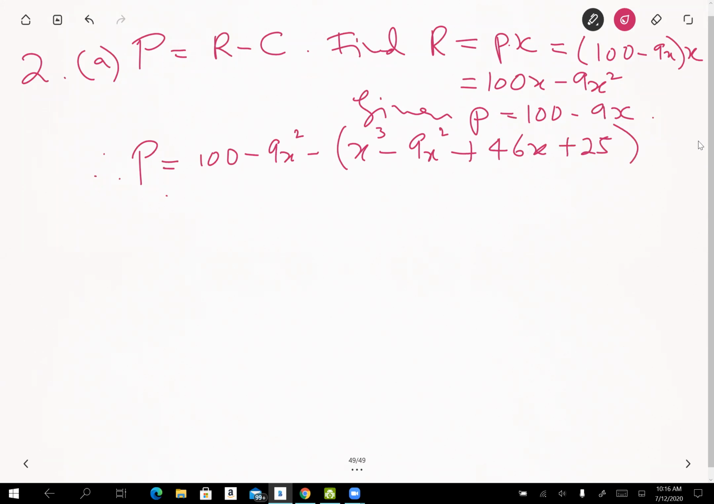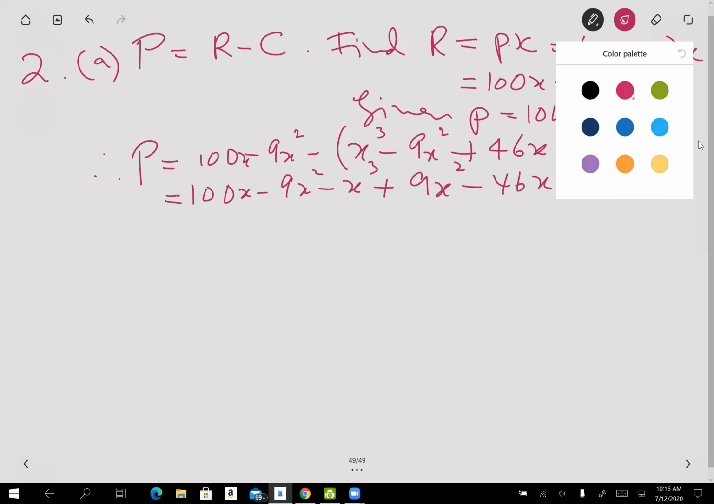Now you can break out the bracket. So you got 100x. Okay, I'm sorry, that should be x, 9x squared minus x cubed plus 9x squared minus 46x minus 25. I do this because I want to show how you break out the bracket. When you break out the bracket, make sure the signs are correct. So negative and negative become positive.